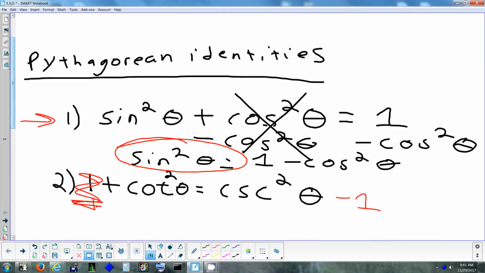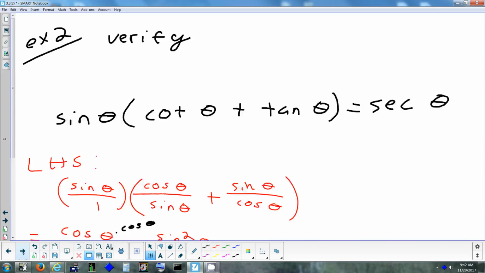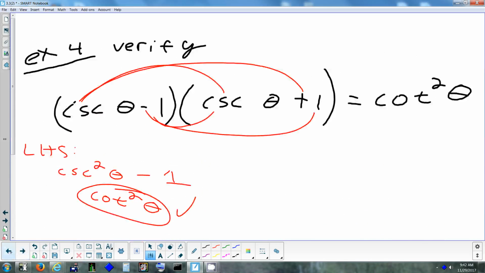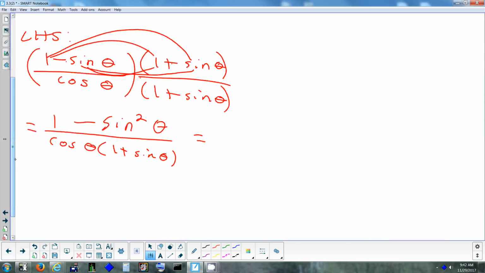So we have 1 minus sine squared. It's a little differently rearranged than what I have there. But what is 1 minus sine squared equal to? Cosine squared. Okay. 1 minus sine squared turns into cosine squared. And watch what happens there. So we have cosine squared over cosine times 1 plus sine.